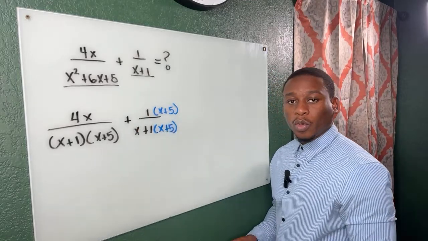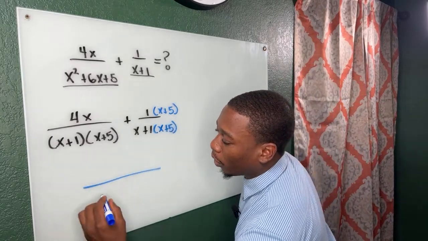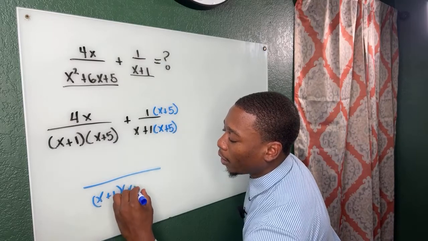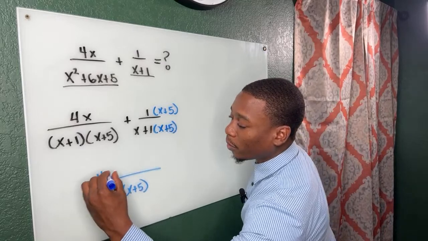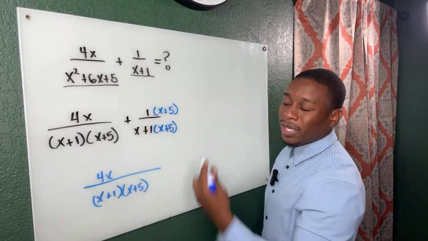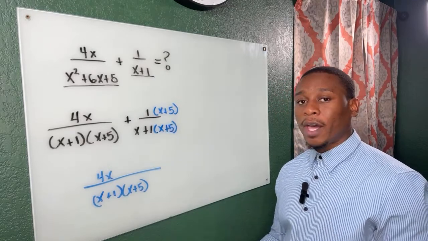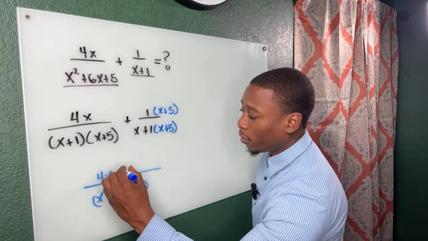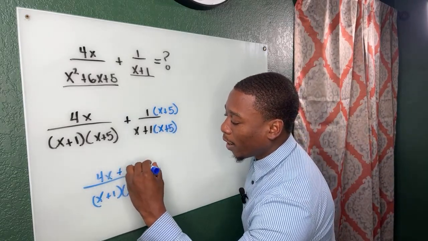So what I like to do at this step is make this all one problem, right? Because it has the same denominator now. And we can now add the numerators. So 4x stays the same. And then 1 times x plus 5 is just x plus 5. The value doesn't change because anything we multiply by 1 is just itself. So at this step, we have x plus 5.